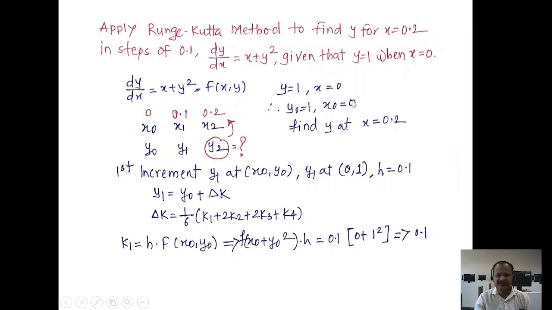The value of x0 is given, x0 is 0. The step is given, the step is 0.1. So the difference x1 minus x0 is 0.1. Again the difference x2 minus x1 is 0.1, or you can say an increment of 0.1. So first x0 is given, this is 0. Then x1 is the first step, it is 0.1. Then x2 is 0.2.